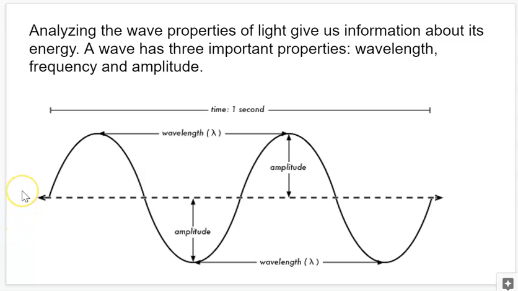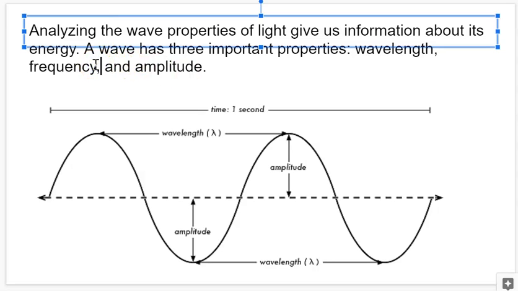So a wave has classically three important properties to it: the wavelength, the frequency, and the amplitude. And all three of these are going to help us talk about the properties of light. I should add an Oxford comma there.